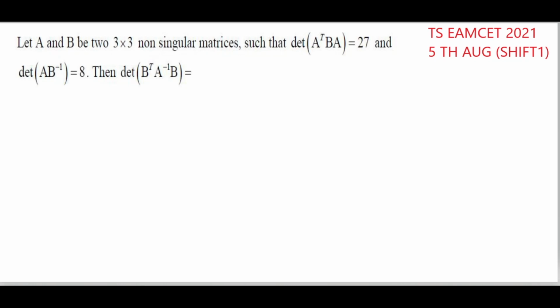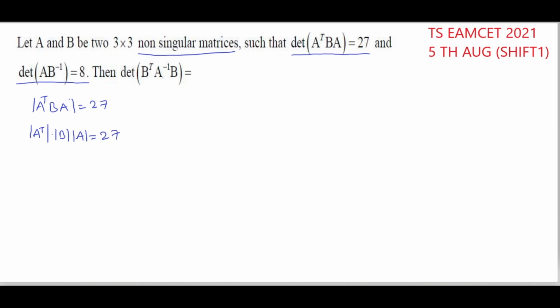Let A and B be 3×3 non-singular matrices such that det(AᵀBA) = 27 and det(AB⁻¹) = 8. Then what is det(B⁻¹BᵀA⁻¹B)? It is given that det(AᵀBA) = 27. This is det Aᵀ × det B × det A = 27.